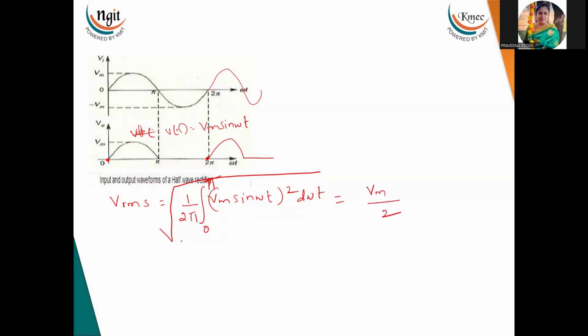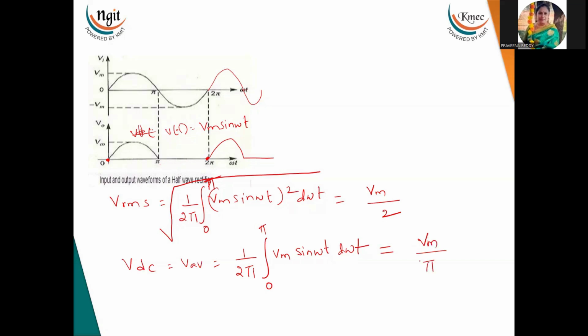Then you will get VRMS is Vm by 2. Similarly, VDC is equal to V average. Here for V average, we have to calculate values from 0 to 2 pi, but the signal is available only from 0 to pi. So take the integration from 0 to pi of Vm sine omega t with respect to d omega t and divide this value by 2 pi, and from pi to 2 pi, no signal is available. Now, if you calculate this one, you will get Vm by pi.